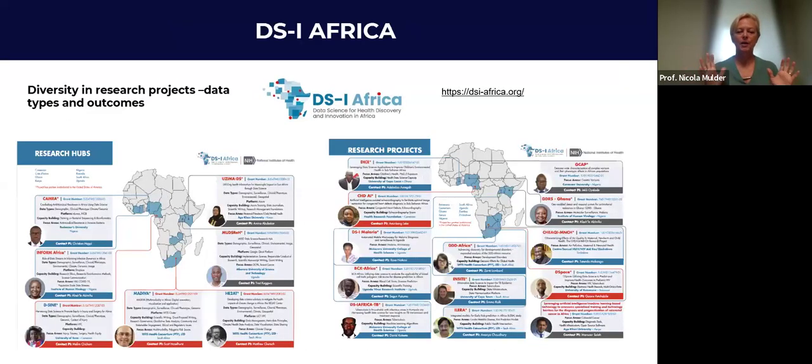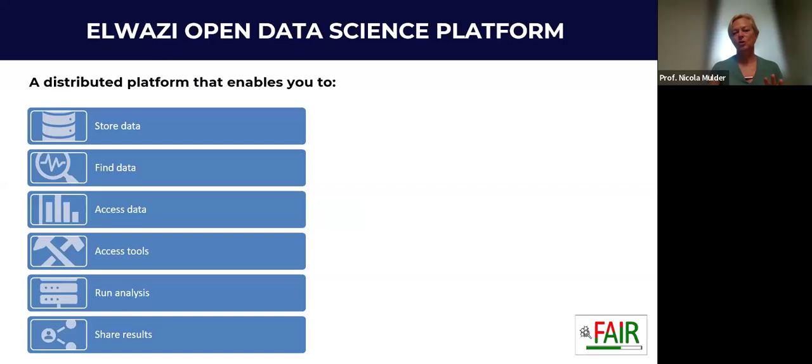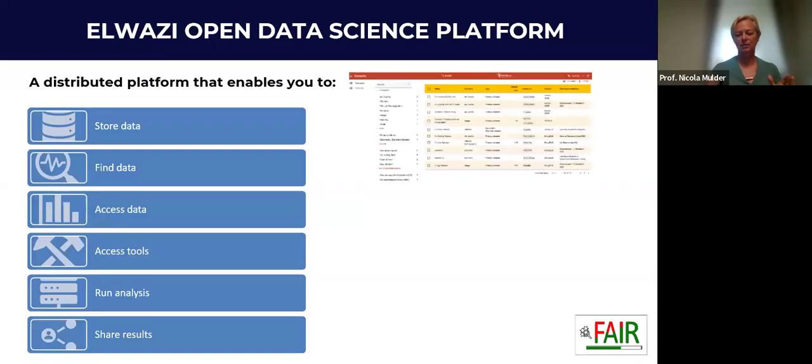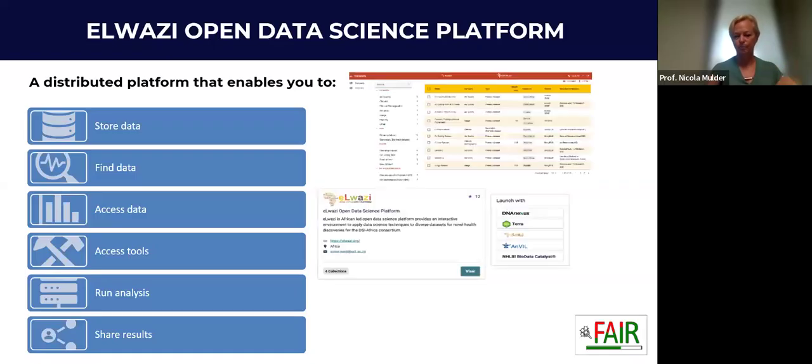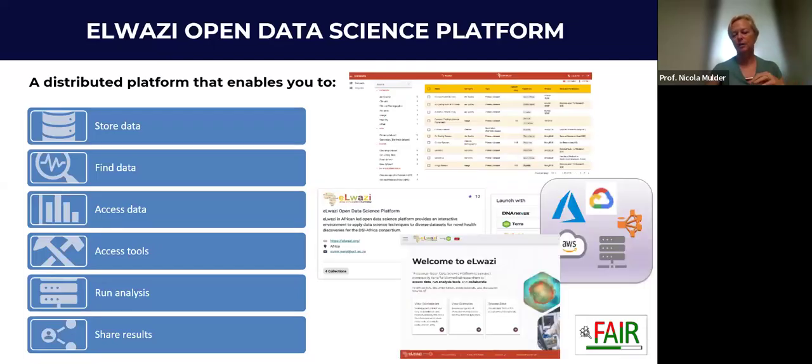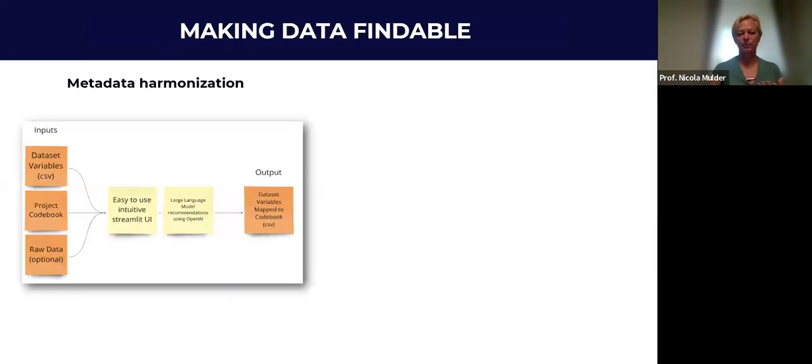So there are a number of different projects that have been funded across the continent, and they're using very, very different data types. So what we've had to do is build an open data science platform, we call it Alwazi, that enables you to bring these different data types together and find the data. So we've got a catalog, a set of tools that you want to run on the data, run them on different computing environments, and then bring them into a nice web interface where you can collaborate and share the results. So this is the platform that we've been trying to develop.